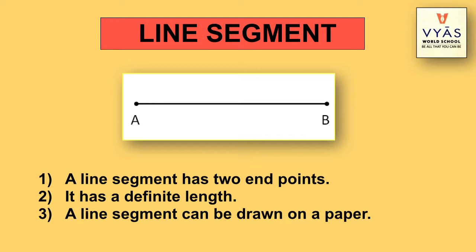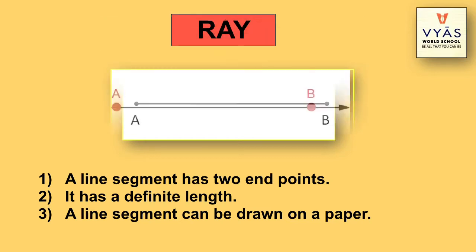It has 2 end points and it also has a definite length. Like we can draw a line segment of 7 centimeter, 10 centimeter, 11 centimeter. So it has a definite length and we can draw it easily on a paper. A line segment is also denoted using capital letters.